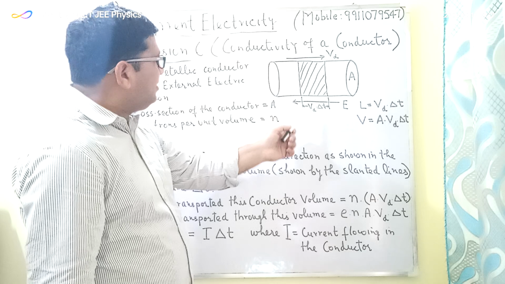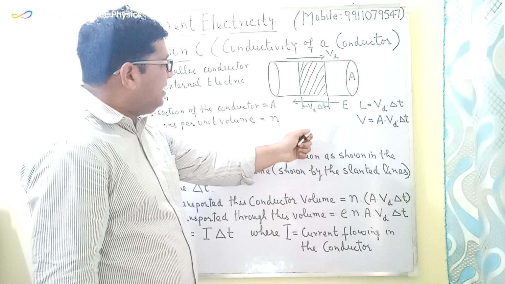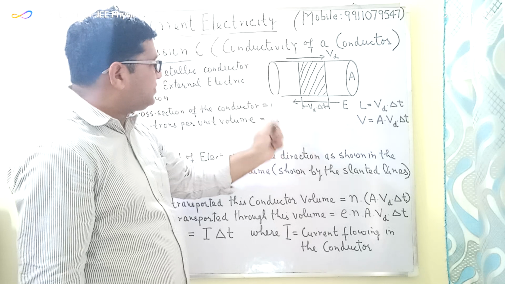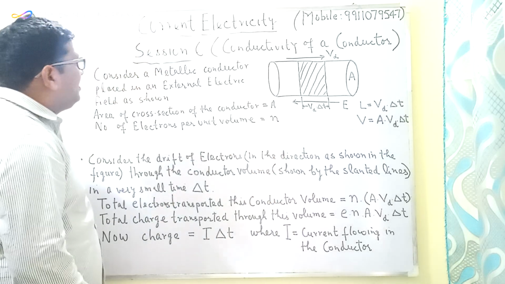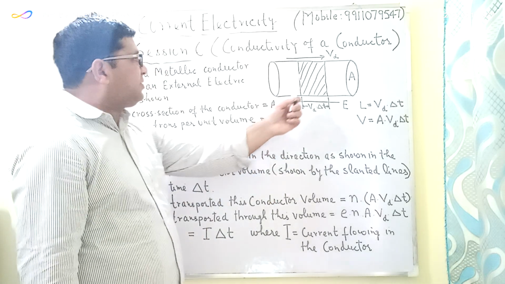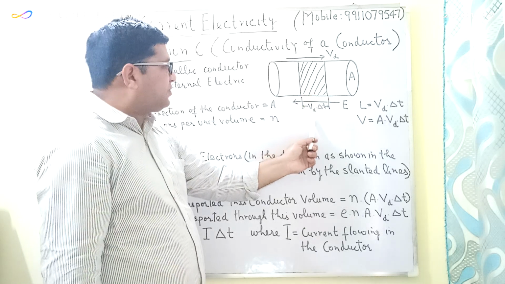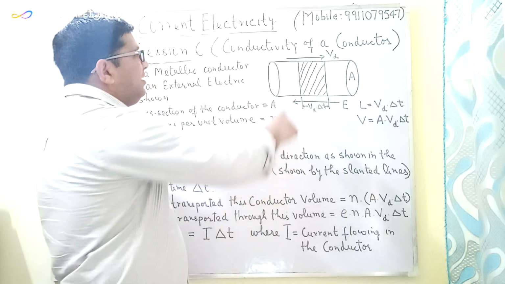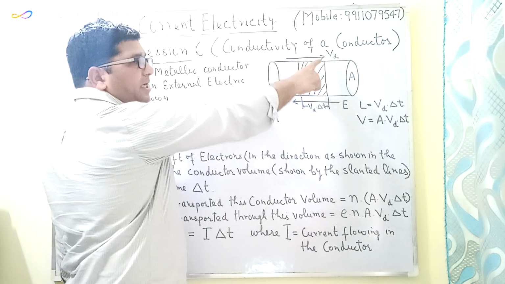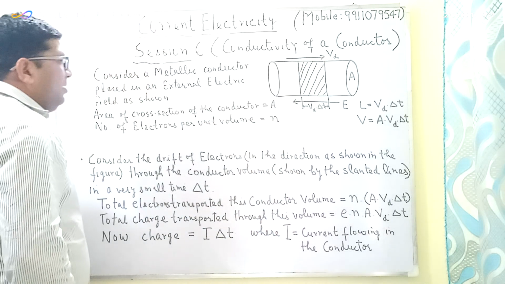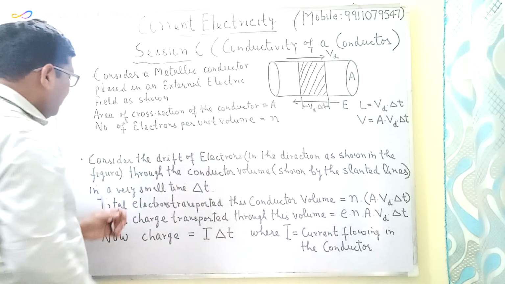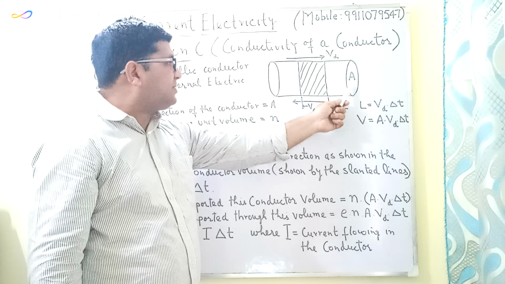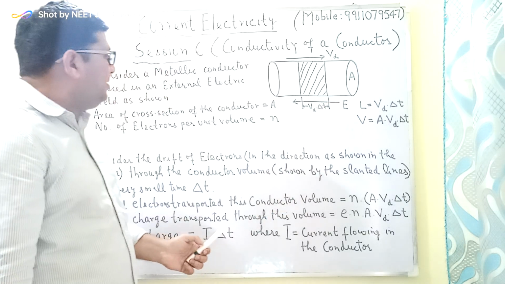This is a metallic conductor which is placed in an external field. The direction of this external field is indicated by this arrow. Now, in the previous session, we have seen that the direction of the drift velocity is opposite to the direction of the electric field. So, the direction of the drift velocity of the electron will be in this direction, as given by this arrow.